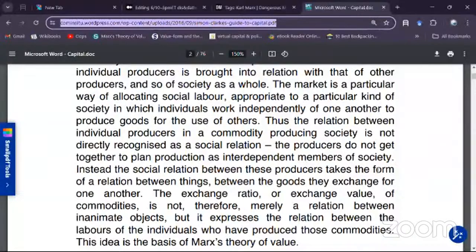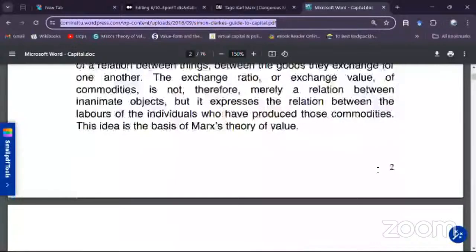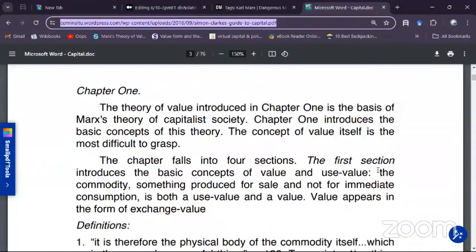So the theory of value introduced in chapter 1 is the basis of Marx's theory of capitalist society. Chapter 1 introduces the basic concept of value itself, which is the most difficult to grasp. The chapter falls into 4 sections. The first section introduces the basic concepts of value and use value. Remember, value is this nebulous kind of thing that gets clarified in later editions. The commodity is something produced for sale, and not for immediate consumption. It's not selling ice cream, you're selling, I don't know, a sword or something. It's both a use value and a value. So the big V value appears in the form of exchange value. And that's kind of how you assess it.